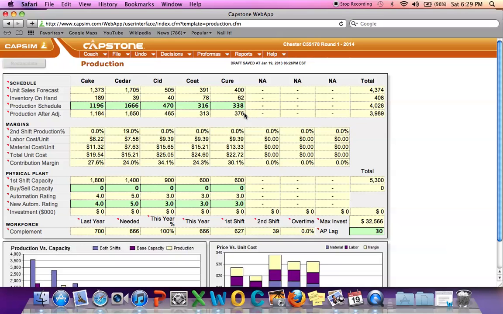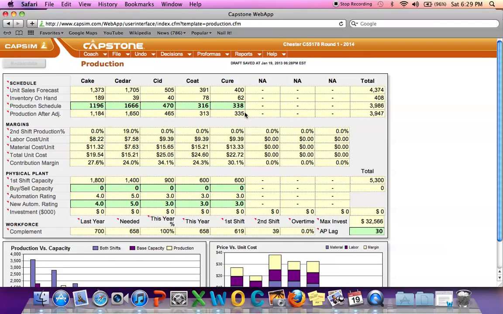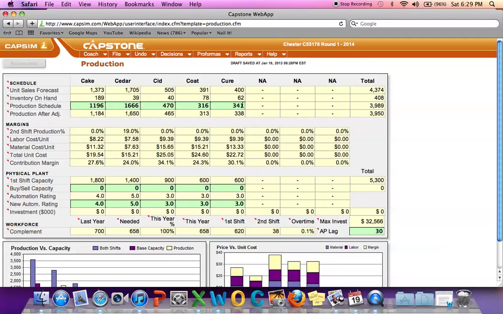Now the production after adjustment is that figure that's going to be after all the scrap and discard, okay? So if I hit recalculate there, if I make 338, I'm going to end up scrapping and discarding 3 of them. So what I'm going to need to do is bump this number up, and you might have to play with it a little bit to get it up to what you want it to be. In my case, 338. And there we go, I got it on the first try.